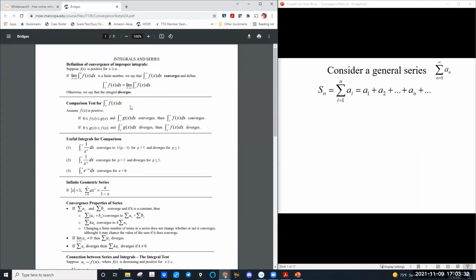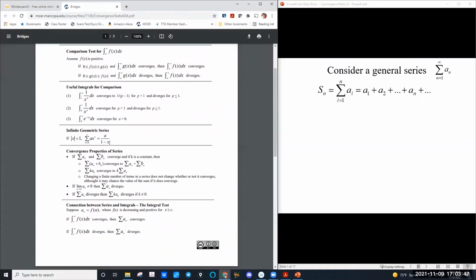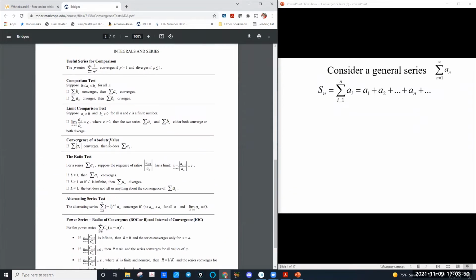bring it up from time to time. This has all the theorems, not proofs, the theorems that we're going to be using to show convergence and divergence. It's a 2-page document. And every time we do a test, I'll show you where it is on here.